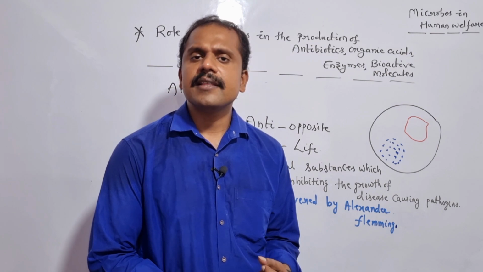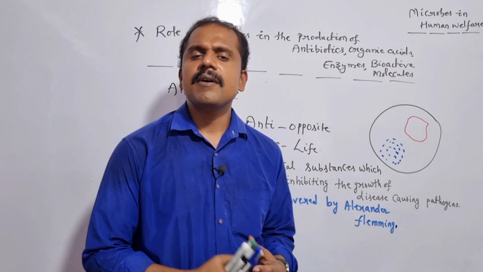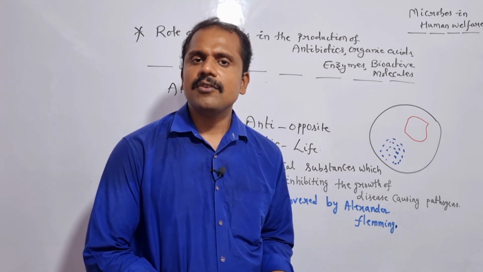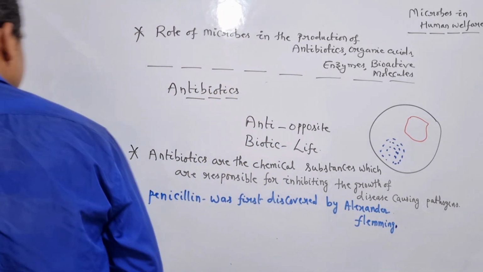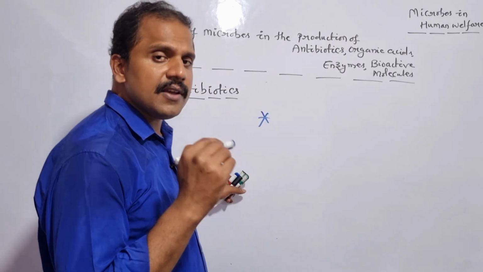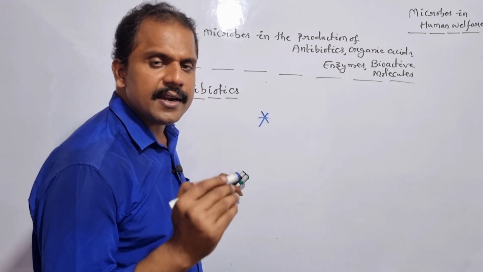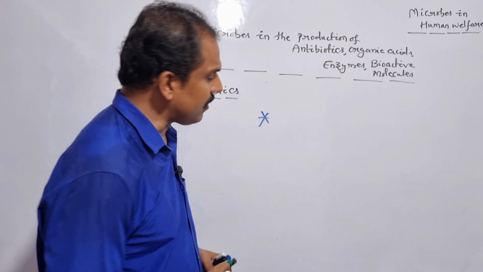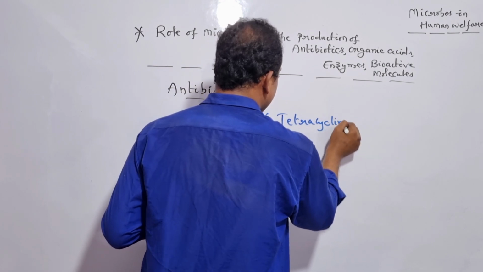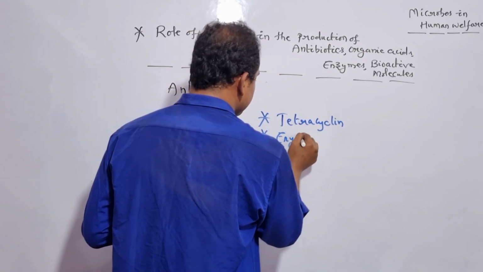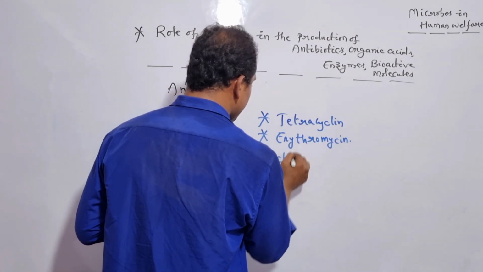After the successful existence of penicillin, in later years some more antibiotics came into existence. So what are the various antibiotics which came into existence? Some of the common antibiotics discovered in later years include tetracycline. Is it clear? Tetracycline, erythromycin, and chloramphenicol. So let me write it here. Tetracycline, erythromycin, and the other one is chloramphenicol.